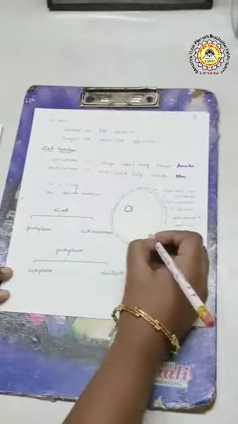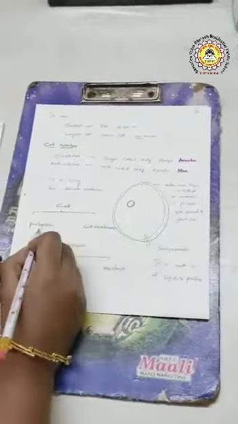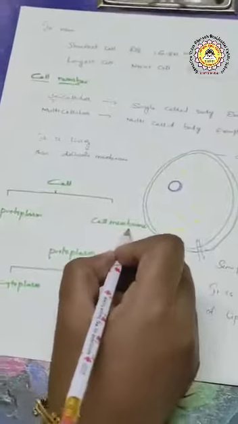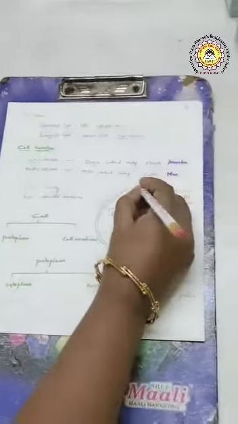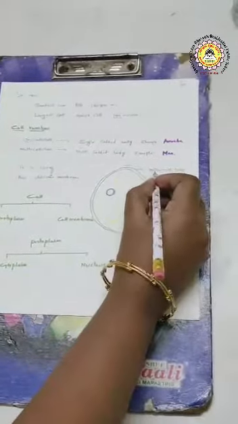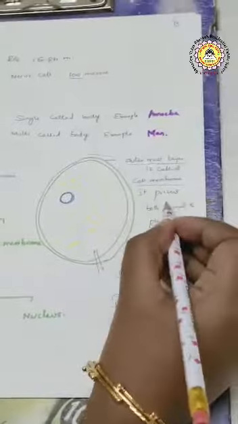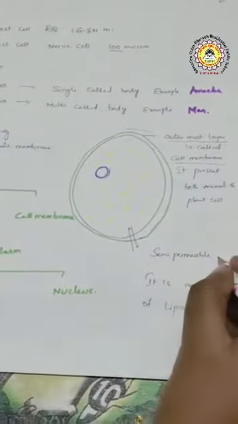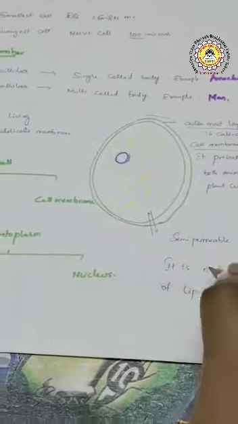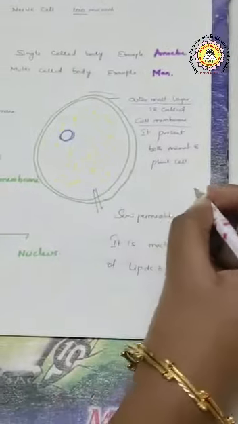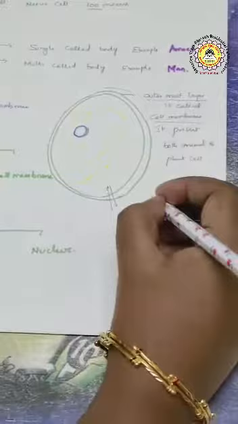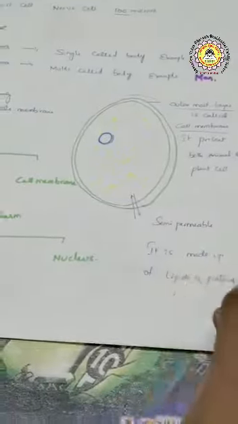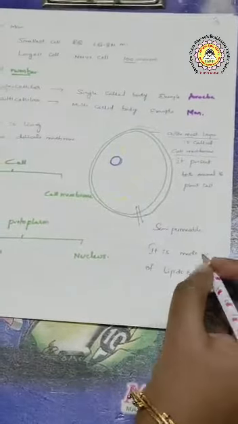Another one, cell structure. The cell is divided into protoplasm and cell membrane. The outermost layer is called the cell membrane. It is present in both animal cells and plant cells. It is semi-permeable, which means it allows some particles to pass from outer to inner and inner to outer. It is made up of lipids and proteins.